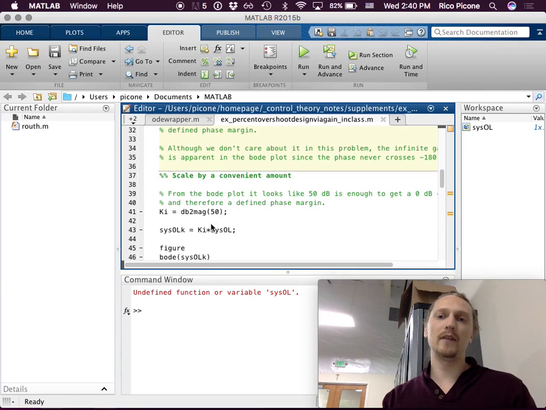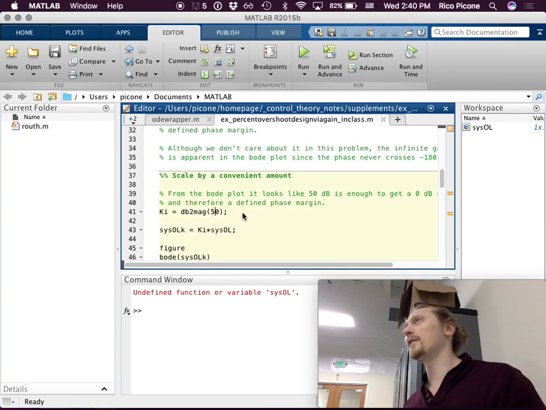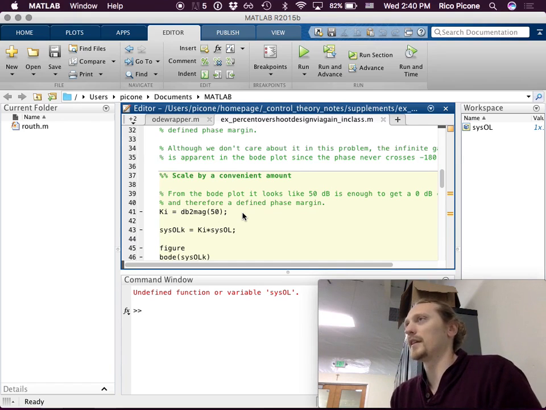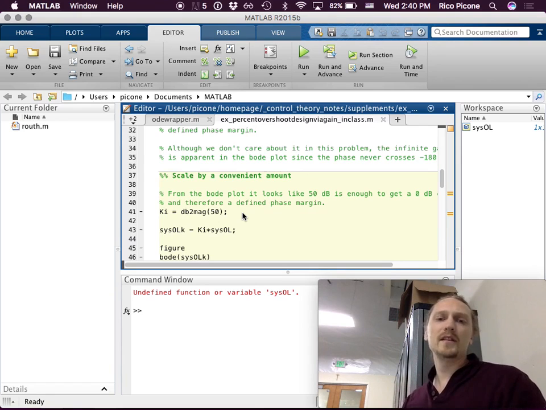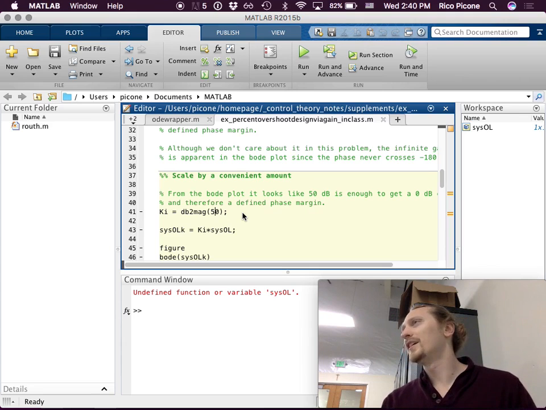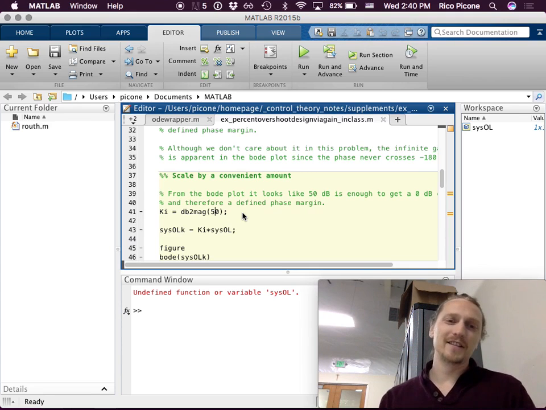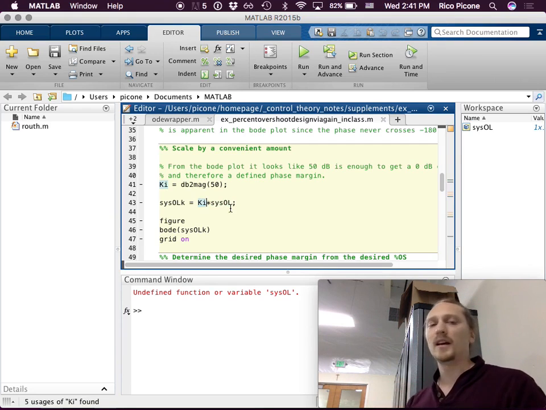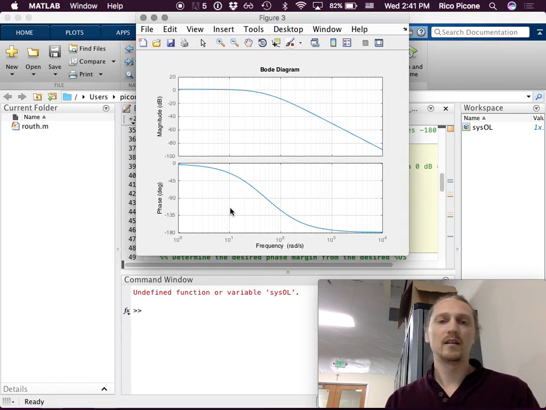So if we scale it by 50 dB, we're good, but then you have to compute what that is, not in dB, because when you multiply it by the transfer function, it can't be in dB. So you have to find that in magnitude terms. And there's this nice little function, dB2mag, you can use, or you can just use the formula. So dB2mag of 50 gives us the magnitude. And then we take our open loop system and we scale it by this convenient gain. And let's look at the Bode plot for that.